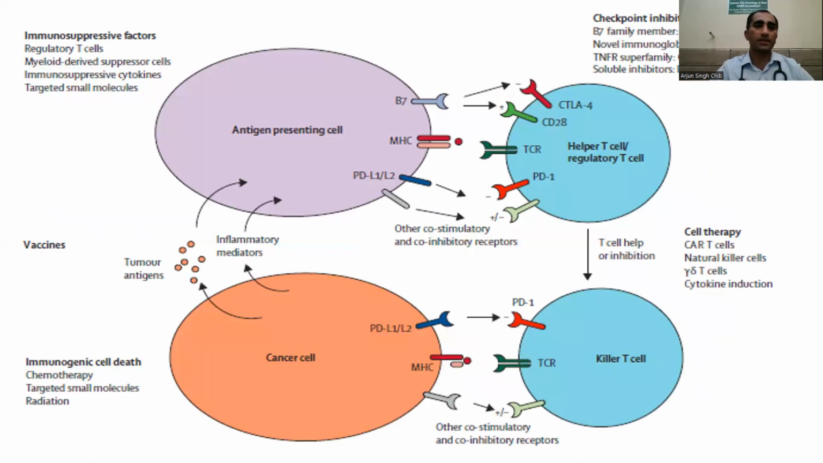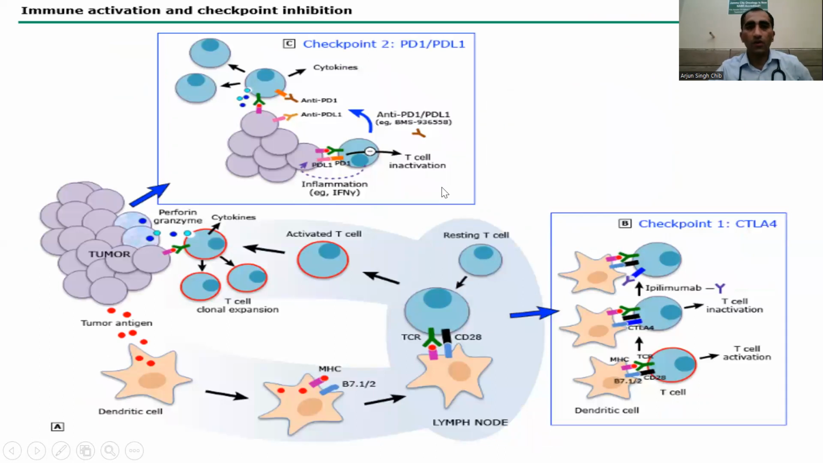So how does it act? It is a little bit of a complex diagram for anyone, but there are two types of cells which help in the activation of the immune system. One is the antigen presenting cell, and the other is the cancer cell. In both, there are PD-L1 and PD-1 receptors. And with this there is a checkpoint inhibitor, checkpoint one.